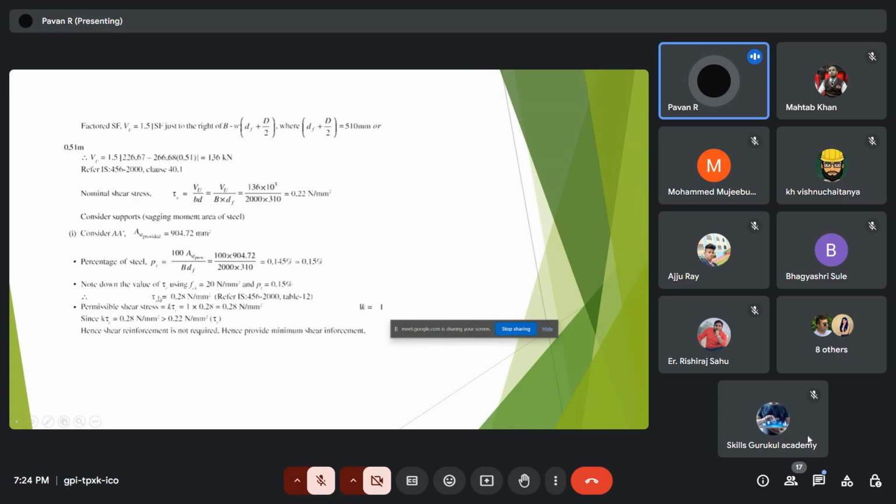So we should calculate the tau c according to it, by referring to IS 456 2000 table number 12. We can find what is the shear strength that is offered by the concrete. The tau c for concrete with FCK value, that is M20 concrete with the percentage of steel as 0.15%. So the tau c comes out to be 0.28 Newton per mm square, and permissible shear stress, that is K tau c, is 1 into 0.28.